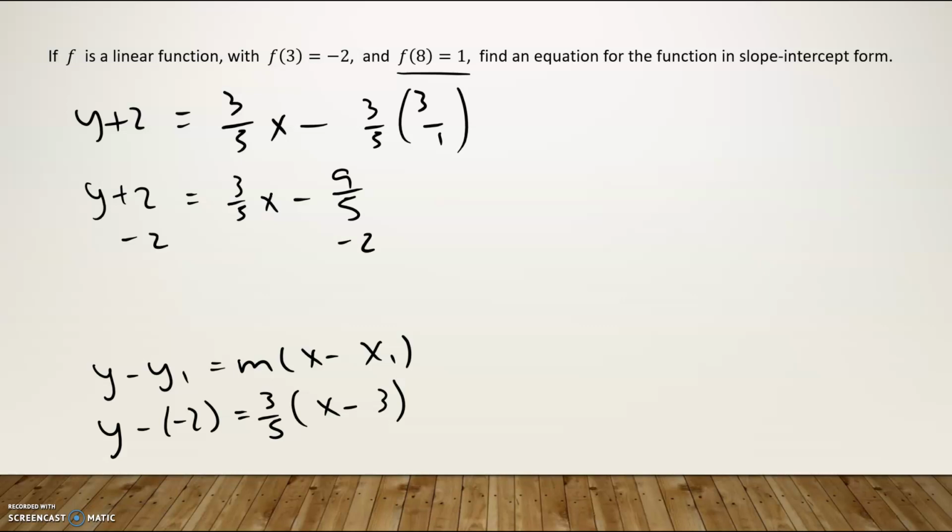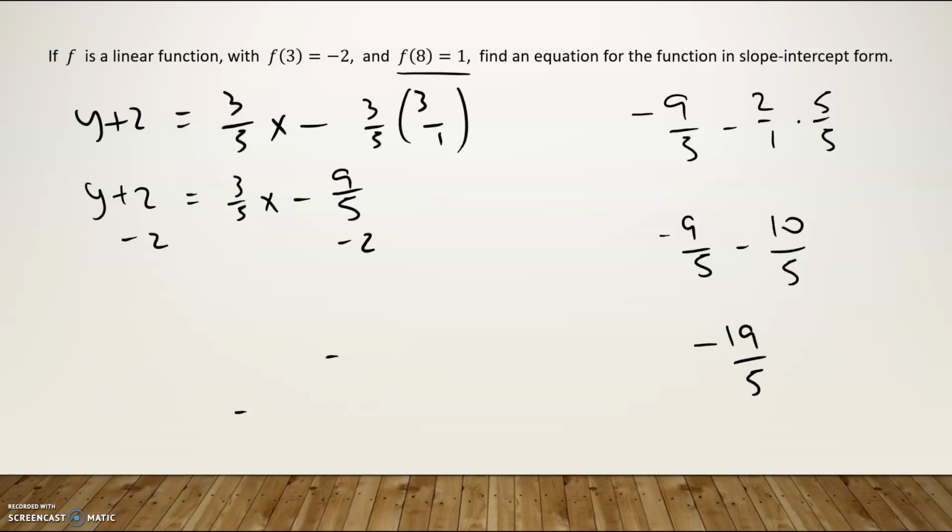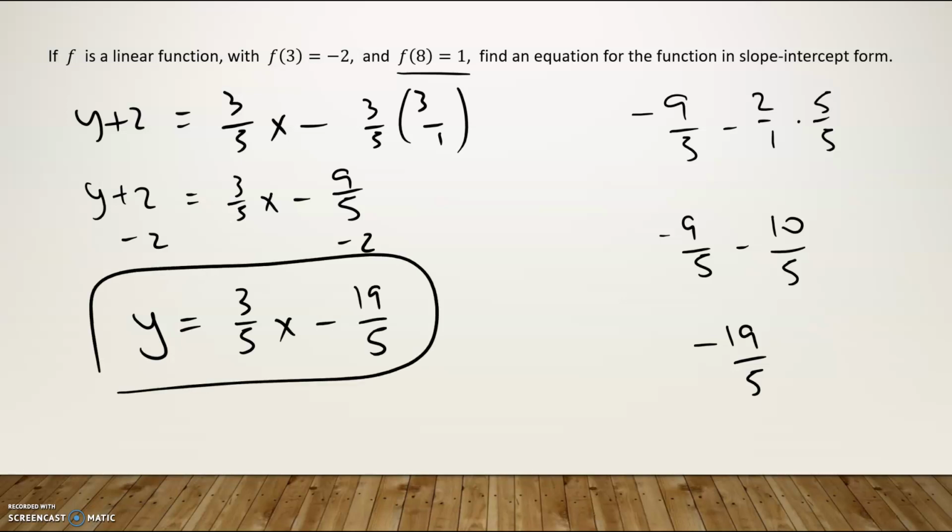Subtract 2 from both sides. So we've got a negative 9/5 minus 2 over 1. Multiply that by 5 over 5, so negative 9/5 minus 10 over 5. So that'll be negative 19 over 5. All right, move this. Okay, so we got y is equal to 3/5 x minus 19 over 5. And this would be our equation for these values that they gave us here.